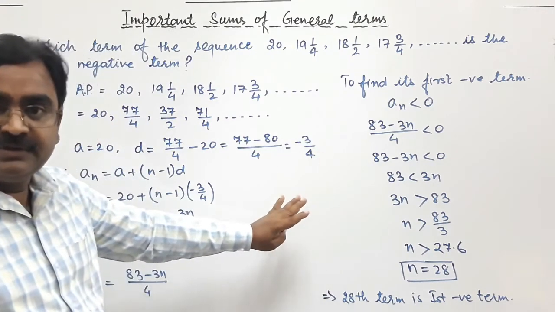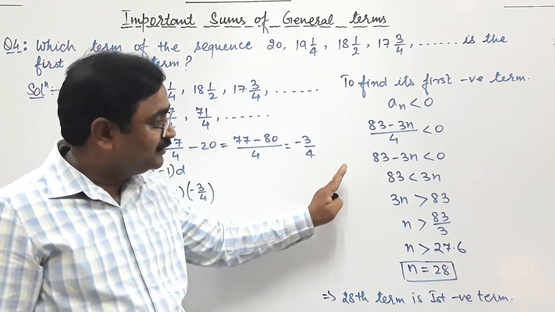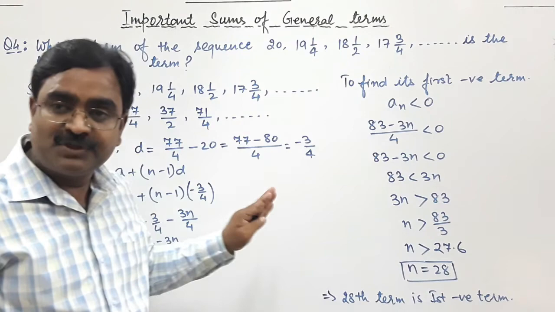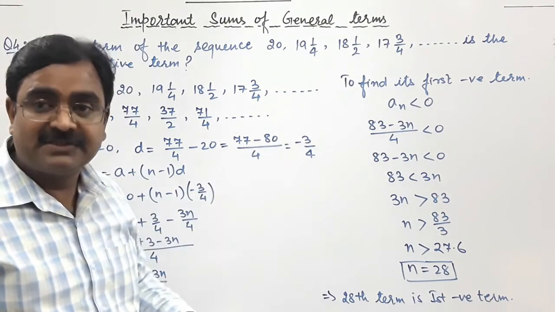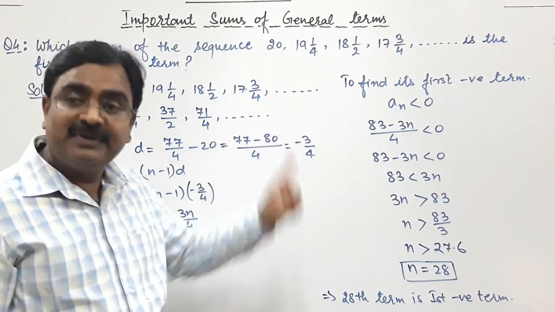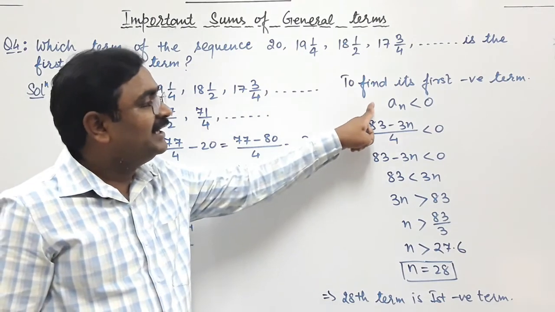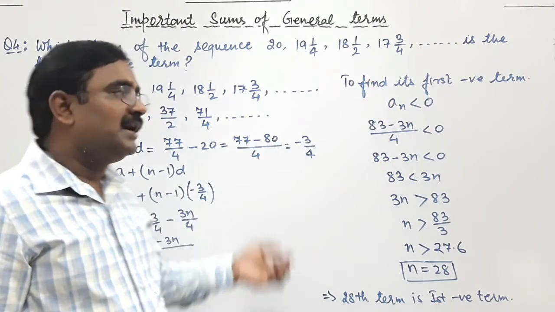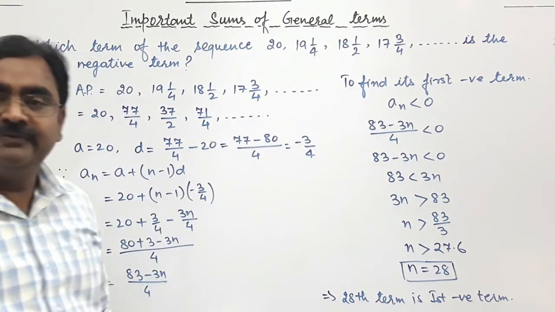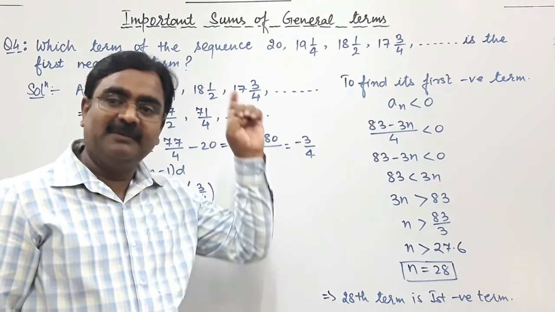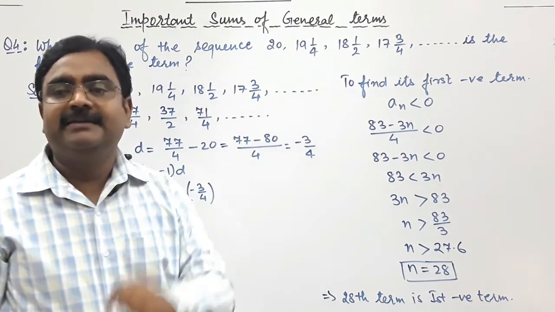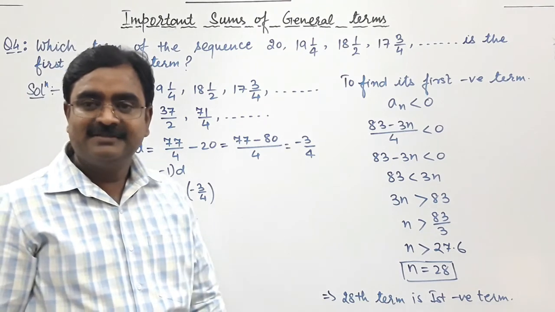Any confusion? You can solve. You have to practice this type of question. It can be asked in your test. So to find the first negative term you have to take an less than 0, and before that you have to find the value of an easily with the help of the first term and the common difference, right?